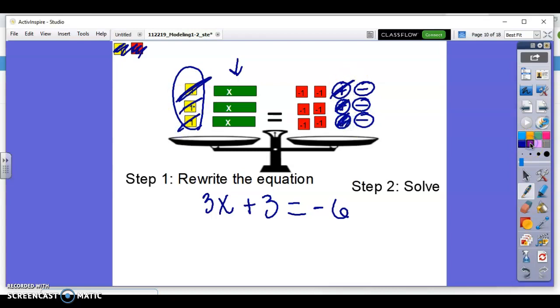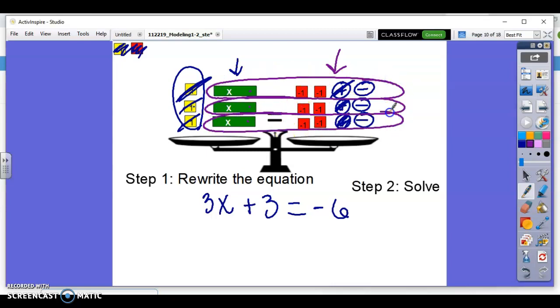And now I'm just going to count what's left. So I have 1, 2, 3. I have 1, 2, 3, 4, 5, 6, 7, 8, 9. So I have to take these 9 negatives and split them up into 3 equal groups. So I sort of set it up pretty good so that I can see that 1x is going to get 3 negatives every single time. So x is equal to 3 negatives.